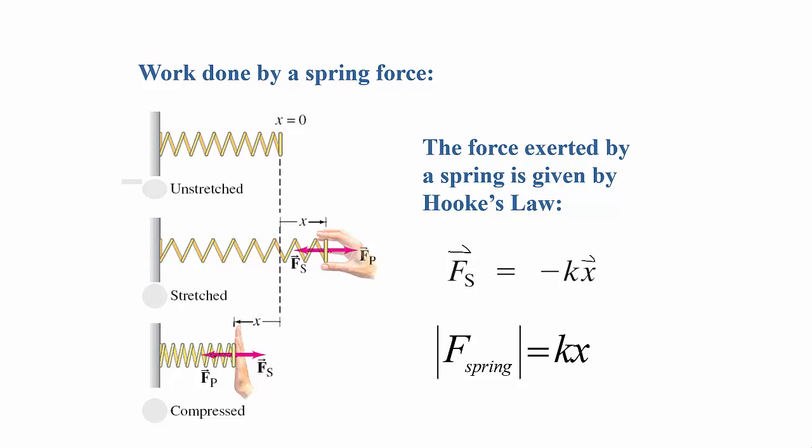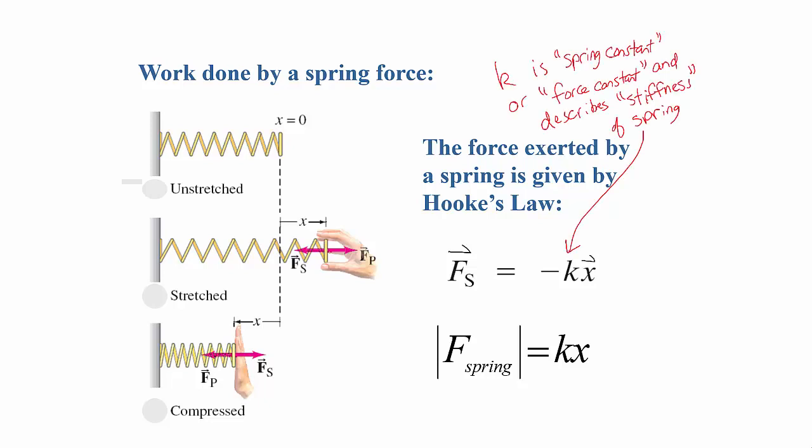The way that we usually write it is the second version that's there, where the magnitude of that spring force equals k times x. K is called the spring constant, or sometimes the force constant, and it describes the stiffness of the spring. It describes how difficult it is to stretch or compress the spring. The more force it takes to stretch at a certain distance, the bigger that spring constant k is.